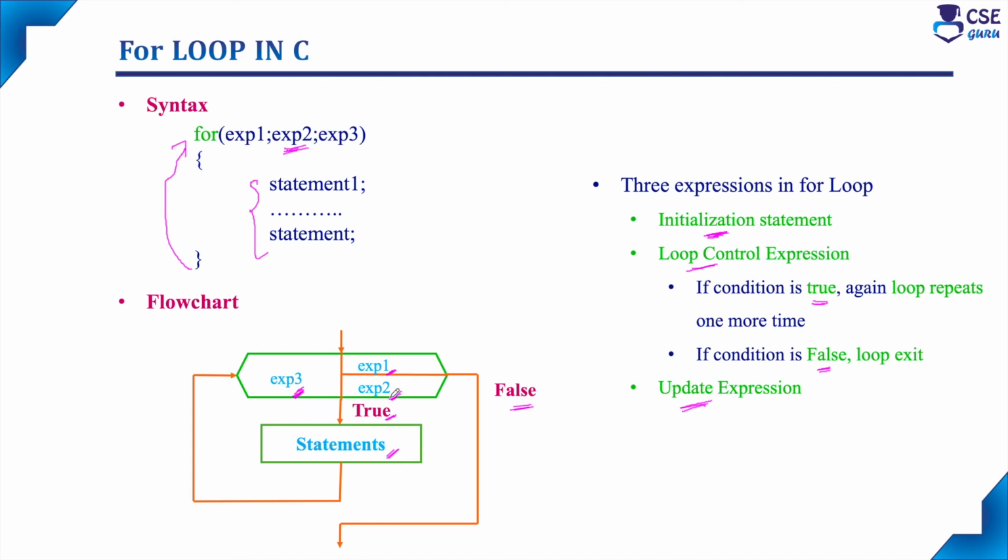How many times the loop control expression is evaluated to true, that many times the body of the loop will execute. So that count is called the iteration of the for loop. If suppose 3 times the loop control expression is evaluated to true, means 3 times body of loop will execute, and the iteration of the for loop is nothing but 3 iterations. So in for loop, if you are considering, there are 3 main expressions we have used. Expression 1 is nothing but the initialization statement, expression 2 is nothing but the loop control expression, and expression 3 is nothing but the update expression. So this is the syntax and flowchart for loop.